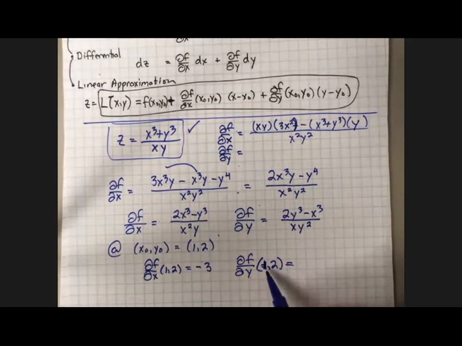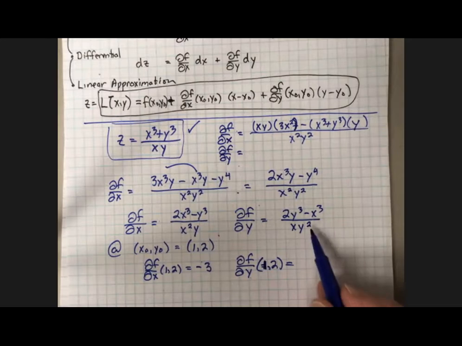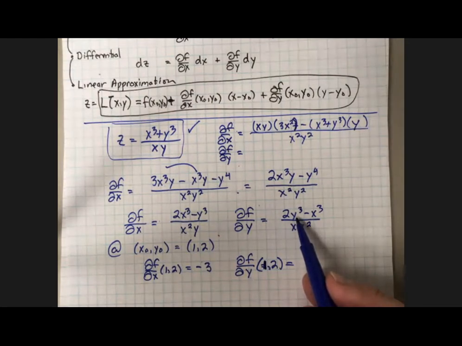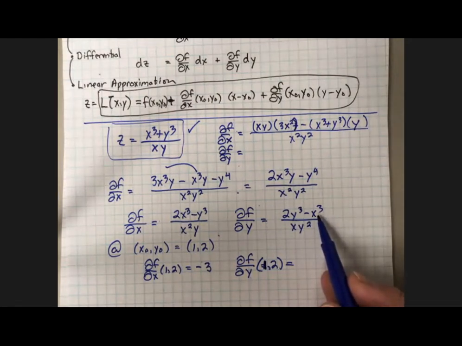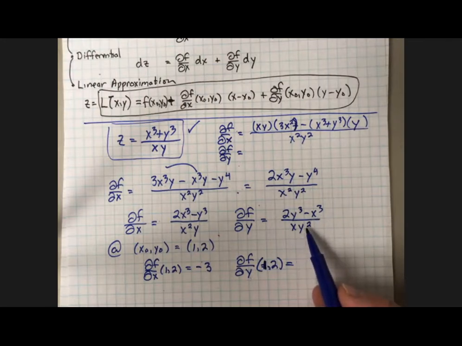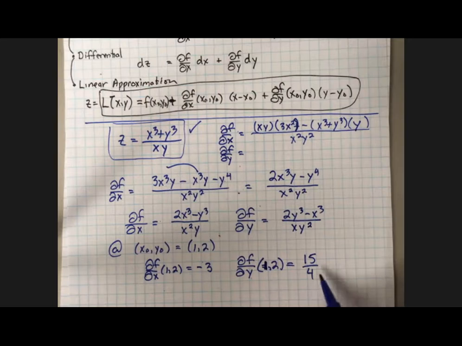But let's think about this. Carefully put in the 1 or 2. I have confidence in the derivative. Let's put in the 1 for x and the 2 for y. And what I get on the top is 2 times 8, 16 minus 1. That's 15. On the bottom, I get 1 times 4, 15 over 4. What happened to my symmetry? Well, the problem is the derivatives are symmetrical, but the point I used is not symmetrical.